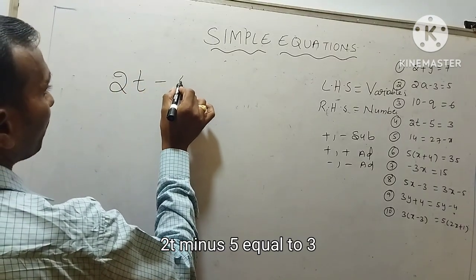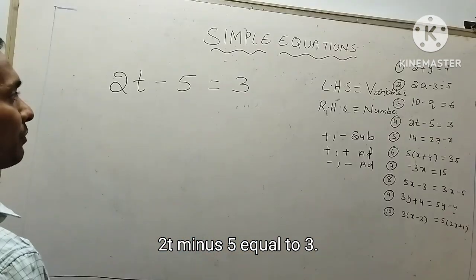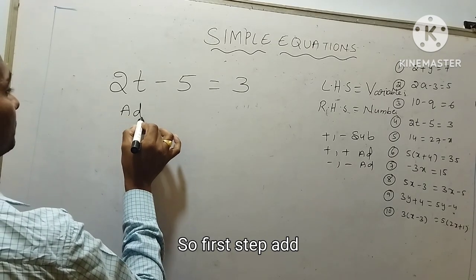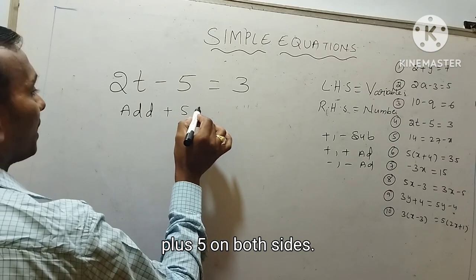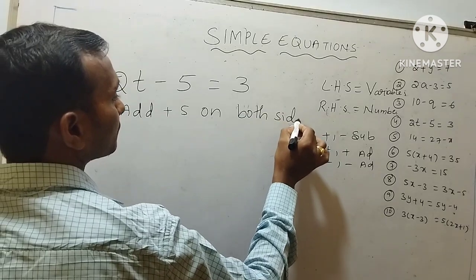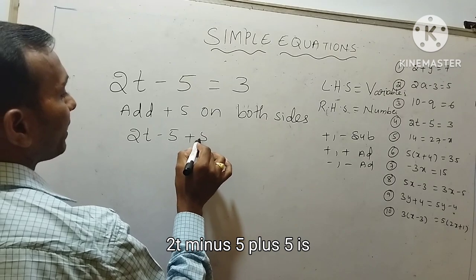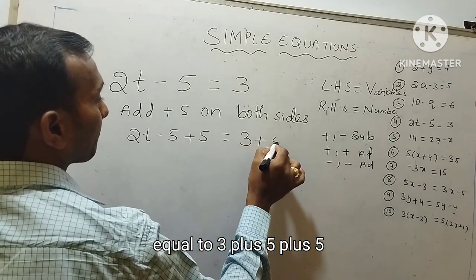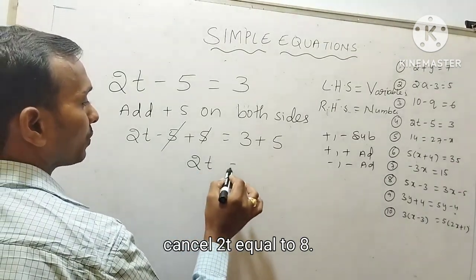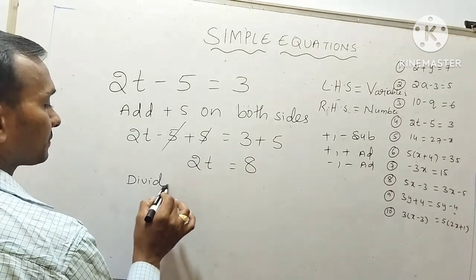2t minus 5 equal to 3. So, first step, add plus 5 on both sides. 2t minus 5 plus 5 is equal to 3 plus 5. Plus 5 minus 5 is going to cancel. 2t equal to 8. Now divide with 2 on both sides.